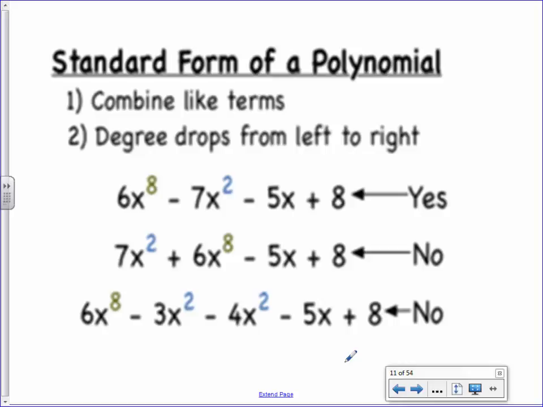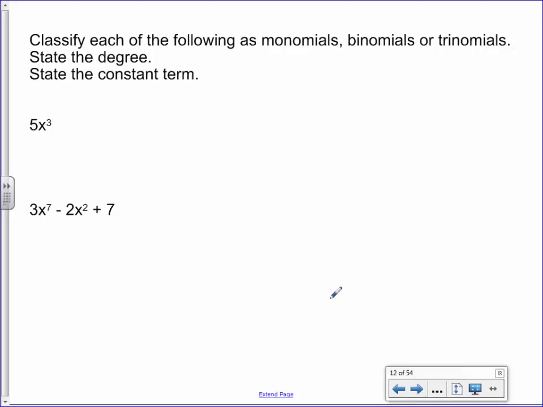So like this one here, is this good? Yeah, x to the 8, x to the 2, x to the 1. This is really x to the 0. Descending, right? This one's not considered standard form because we put the 2 before the 8. This one's not considered standard form because it goes 8, 2, 2, 1, 0, but these guys right here should have got combined. Straightforward. Awesome, moving on.